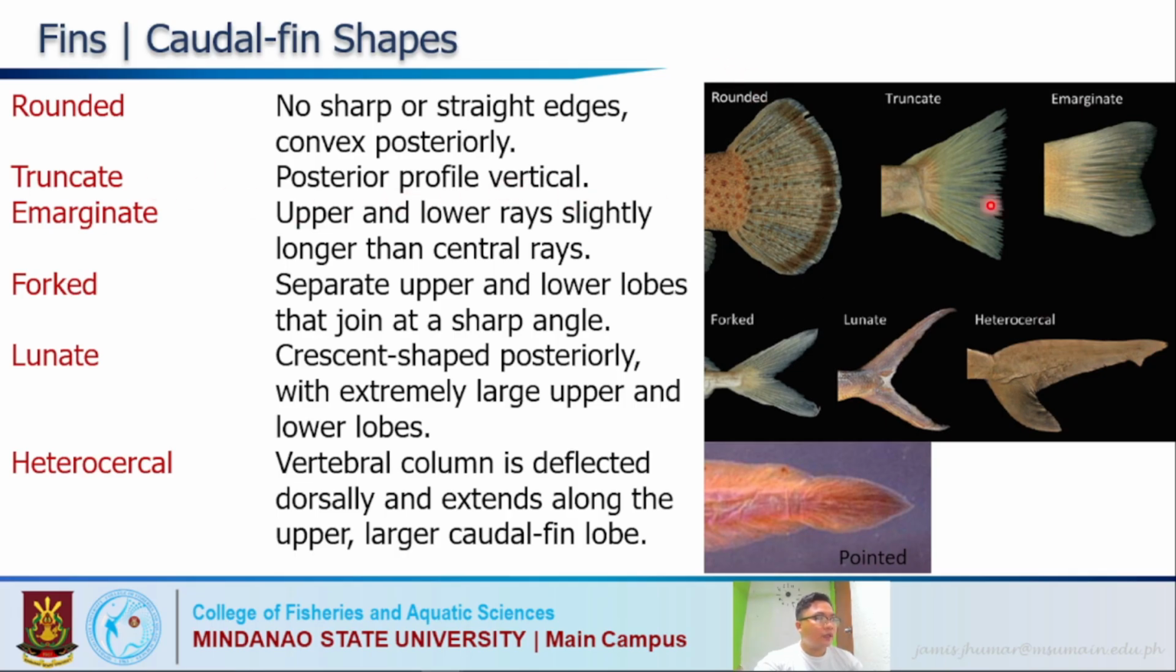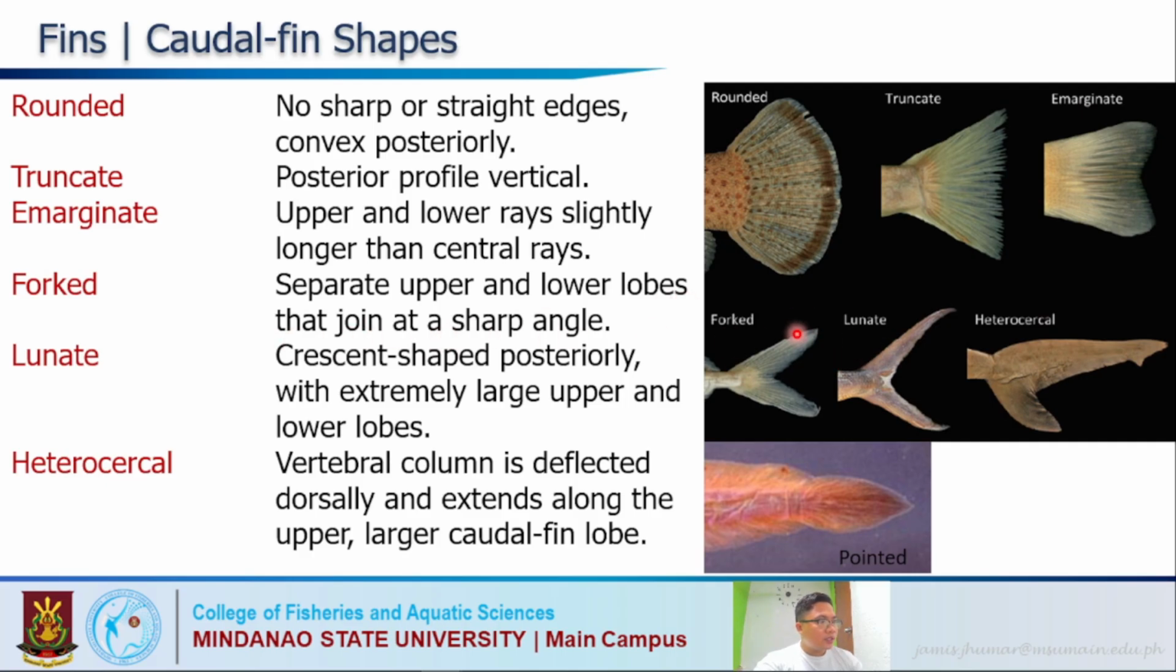Truncate has a straight posterior profile vertically. So truncate basically has this straight type of caudal fin. And then emarginate, upper and lower rays slightly longer than central rays. So upper and lower are slightly longer. So this is emarginate. And then forked, with separated upper and lower lobes joined with a sharp angle.